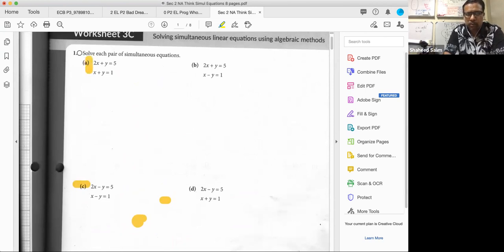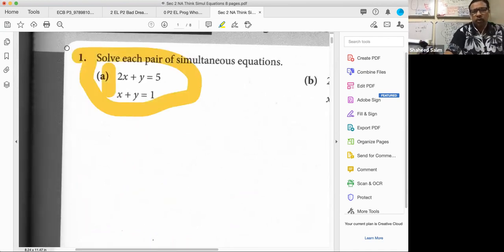Okay, you do A first. I want you to be able to master this for sure before we go to the higher level. Okay, Shafi, we are doing 1A. We are changing to 1A. You do 1A first. Give me 1 minute.